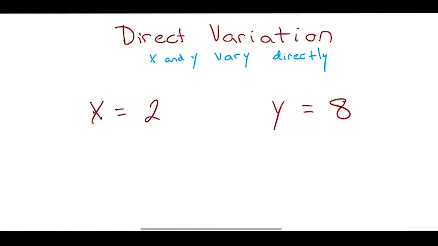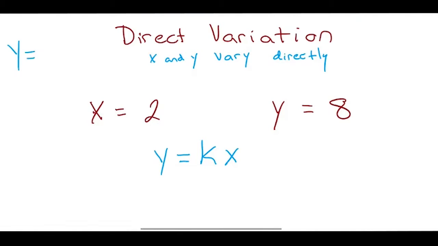Hello again. Today I'm going to talk about direct variation. Numbers can vary directly if they correspond with one another in such a way where y is equal to some constant times x. I'm going to write that up here.